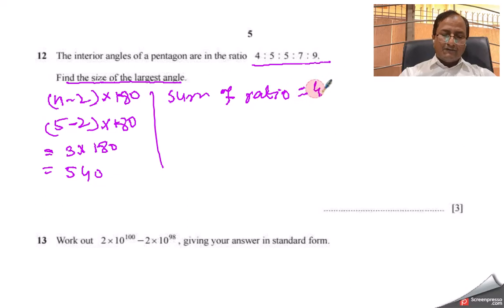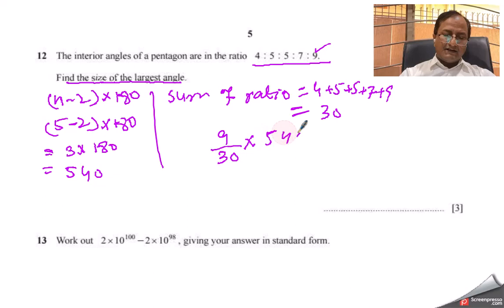We have 4 plus 5 plus 5 plus 7 plus 9, which gives us 10, 14, 21 and then 30. The largest angle is the one with ratio 9. We have 9 by 30, times the total angle 540, like 3 1s are 3, 3s are 3, and 3 times 54, which gives us 162. 162 is the largest angle.